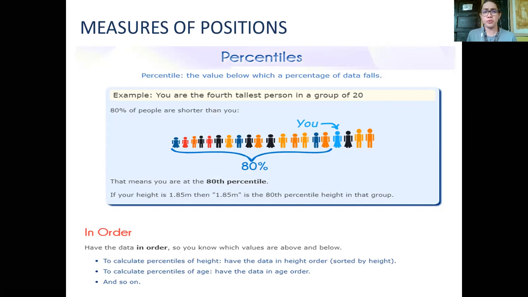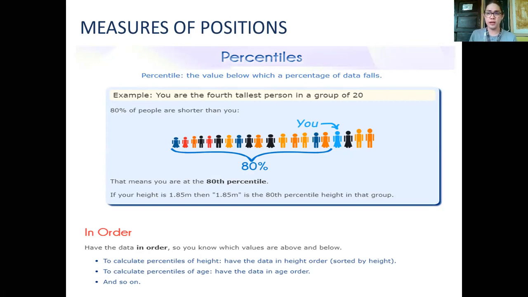For the measures of positions, we have the percentiles, quartiles, and deciles. These are the three terms that I mentioned. These are part of the measures of position. So please don't forget, for the measures of positions, we have again the percentiles, the quartiles, and lastly, the deciles. So let's talk first about percentiles.